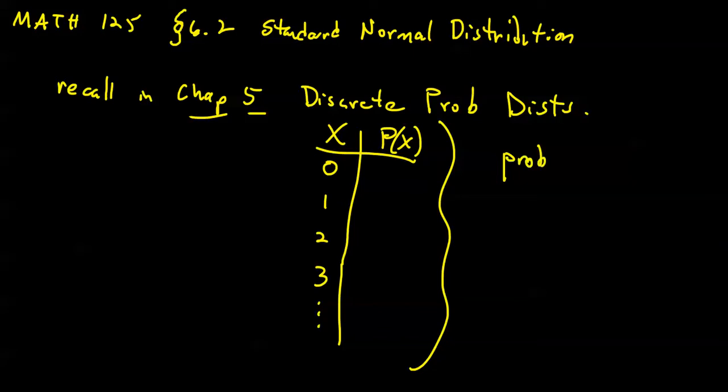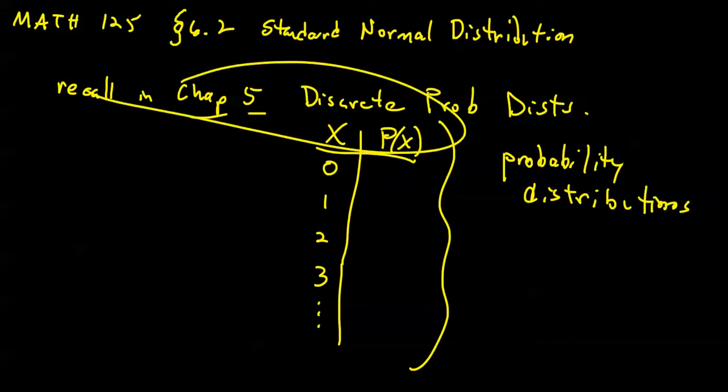So let me make a note of that. Probability distributions in Chapter 5, meaning the discrete kind of case, were often given in table form. You'll recall the probability of 3 boys in 4 births, etc. Okay? Well, in Chapter 6, we're going to start talking about continuous probability distributions.